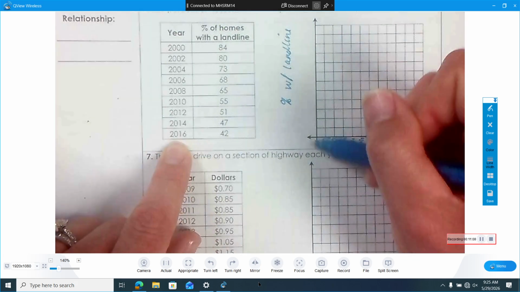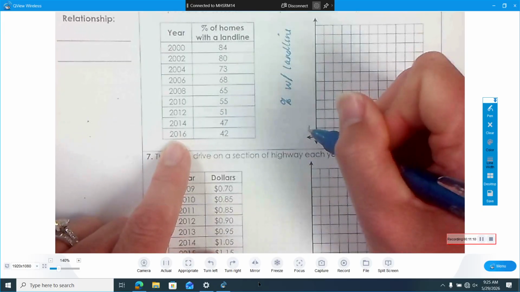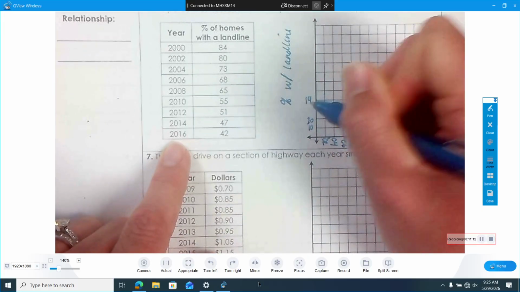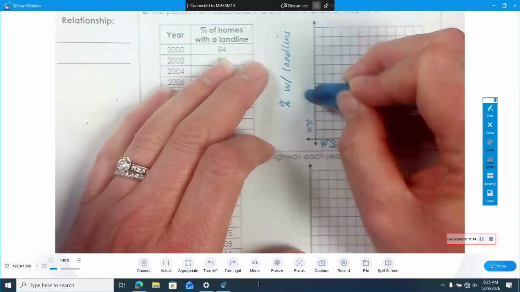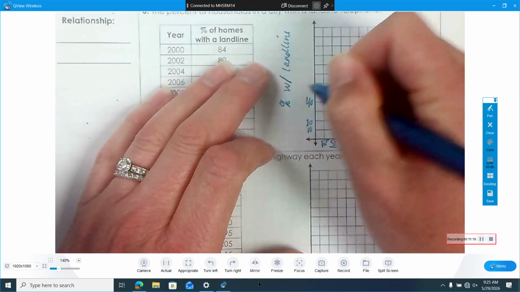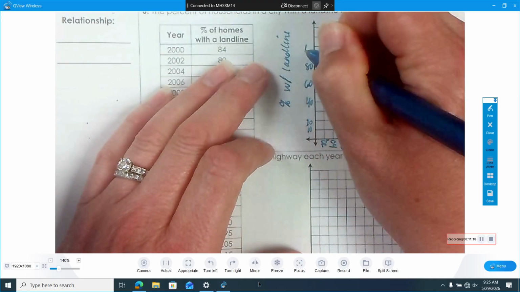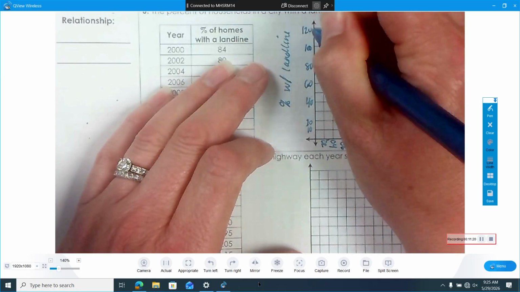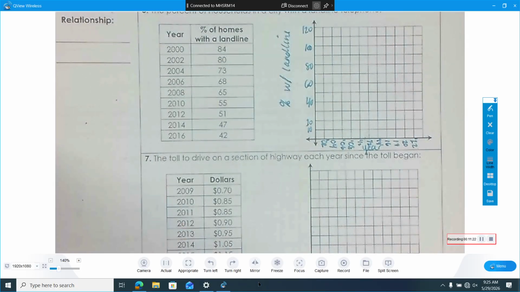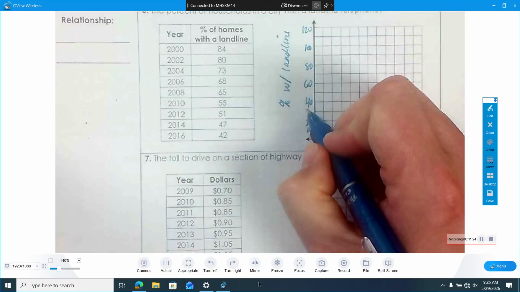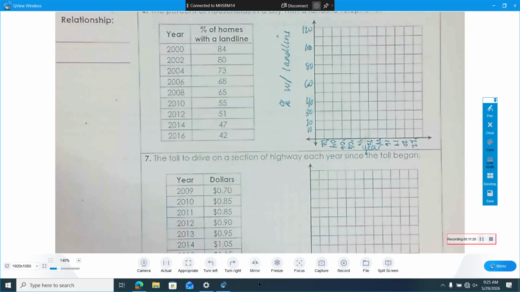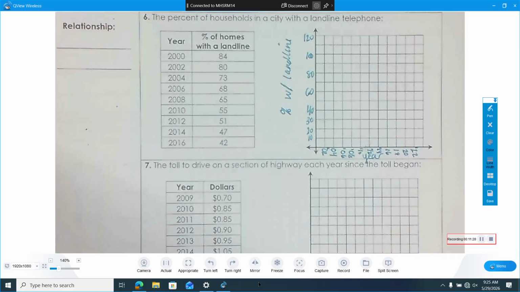I'm going to count by tens again here. So 10, 20, 40, 60, 80, 100, 120. Okay. All right, we got our graph. The nice thing is on Delta Math, you don't have to put the labels on. They're already there. So, always a good thing.